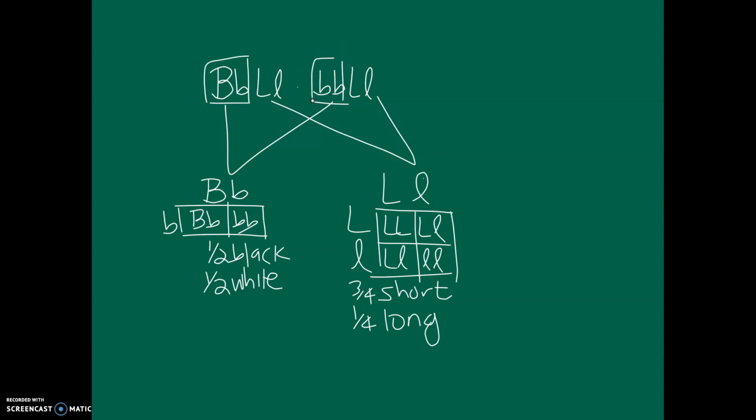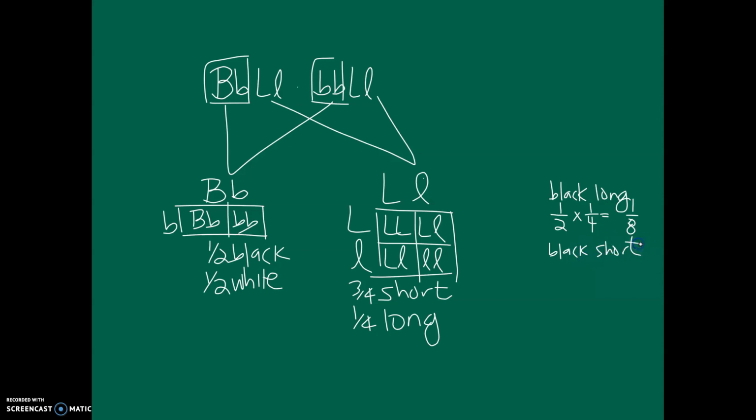But if we want to know the chances of black and long, the product rule says multiply, get the product of their individual probabilities, right? So what's the chance of black? 1/2. What's the chance of long? We just calculated 1/4. What's the chance of black and long? 1/8.